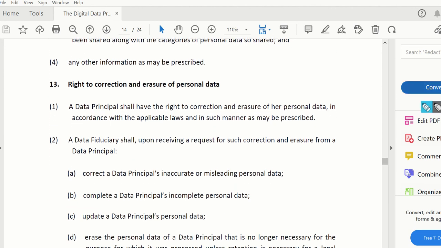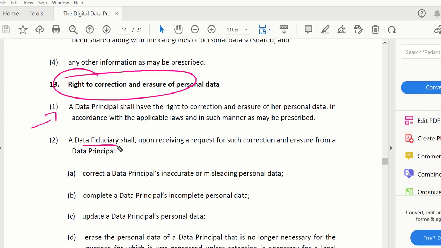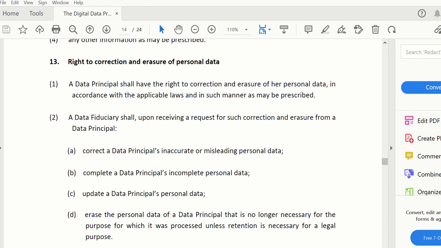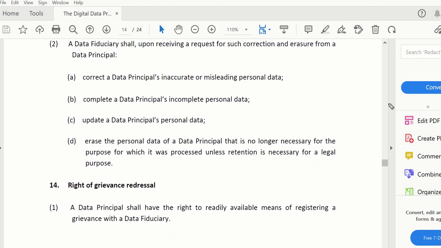In the same way, the right to correction is also there. If you feel that the personal information that has been captured is not correct, you can reach out to the organization, the data controller or fiduciary, and ask them to correct your personal information. And the data fiduciary should correct that data upon receiving the request. In the same way, you can complete your data if it is incomplete with them. You can also update your data. If you want to erase your data, you can also use your right to erase all your personal information that has been captured by the fiduciary.